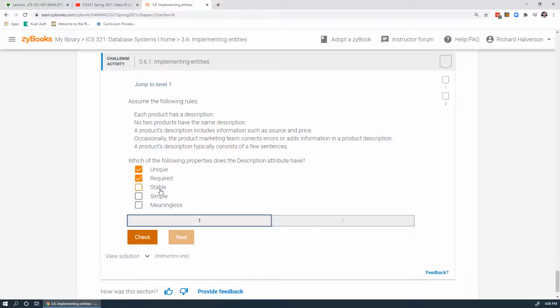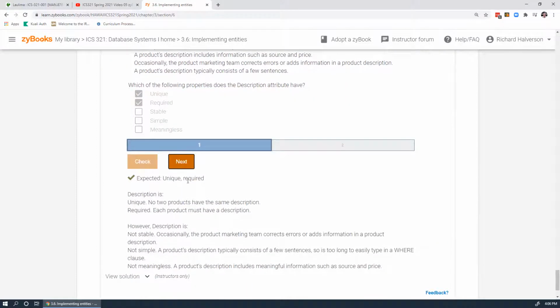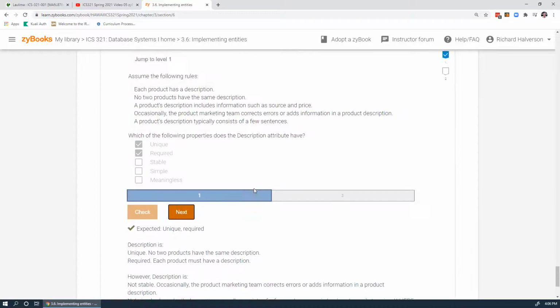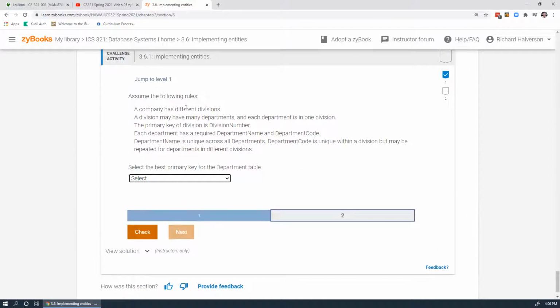Is it simple? No, it's pretty complicated. Is it meaningless? No, it's not meaningless. It's very important. So let's see if this is the answer. Oh, yes, unique and required. All right, so you can go ahead and assume the following rules.